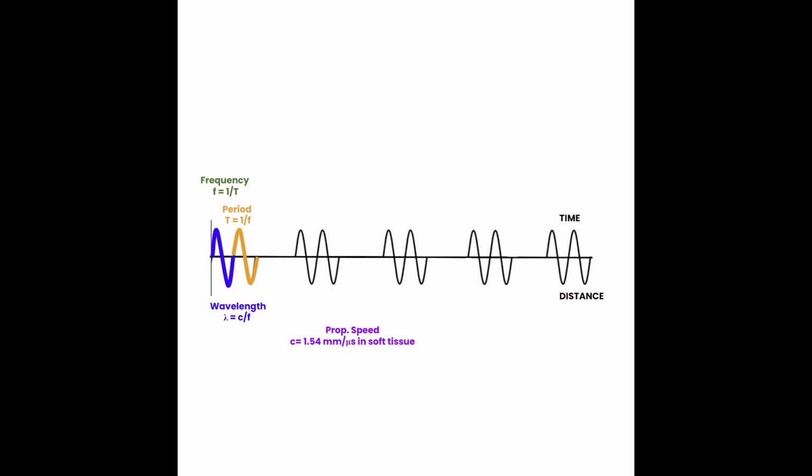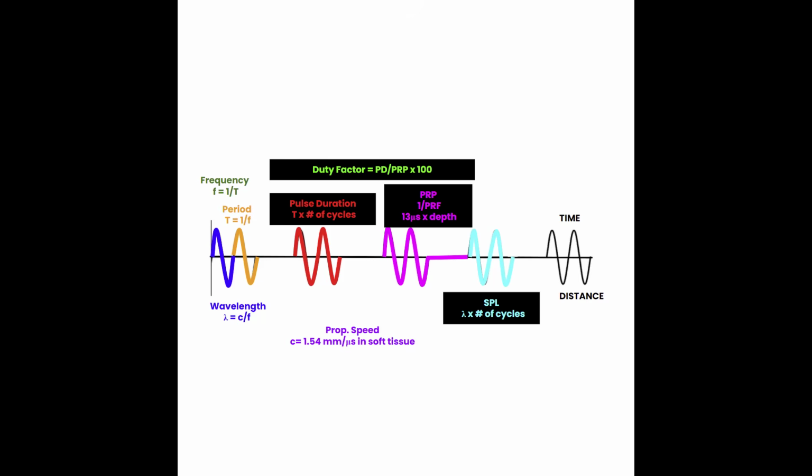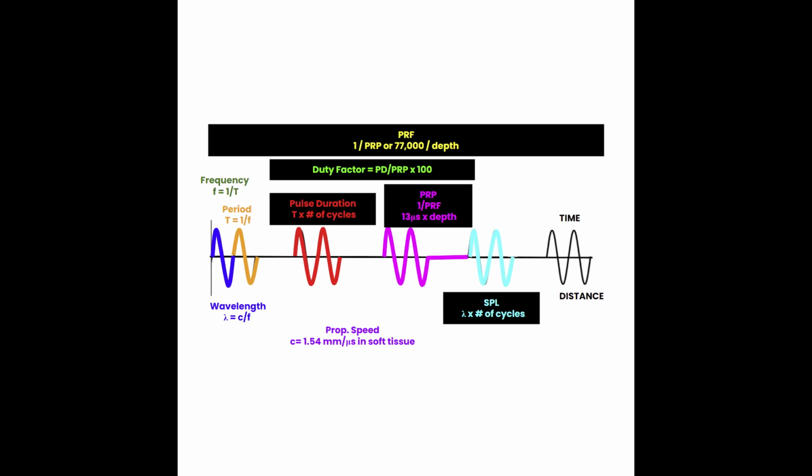And so with that, we have spatial pulse length, which is the wavelength multiplied by the number of cycles. We have the pulse repetition period, which includes the on and off time and is the reciprocal of the pulse repetition frequency. We have the pulse duration, which is the period multiplied by the number of cycles. And those two factors together are going to help us to calculate the duty factor of the pulse wave. And then we know that how many pulses can be sent per second is the PRF, and we can calculate that as a reciprocal of PRP.